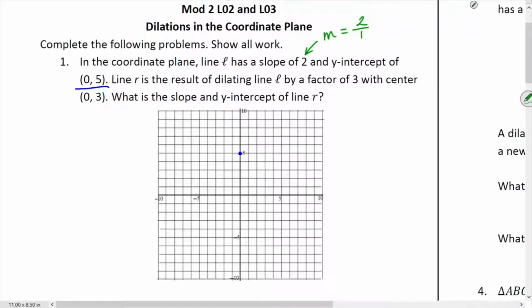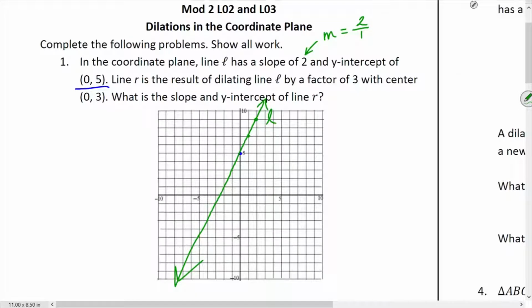So from that y-intercept, I will rise 2 and run 1, and rise 2 and run 1, and I can go back the other way as well and get a point here, and a point here, and a point here, and a point here. And I can draw this line right here. This is line L.